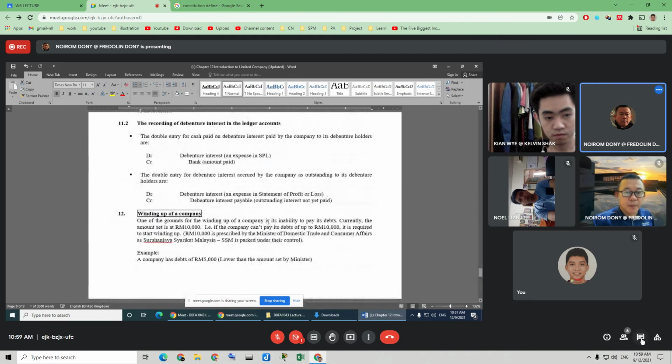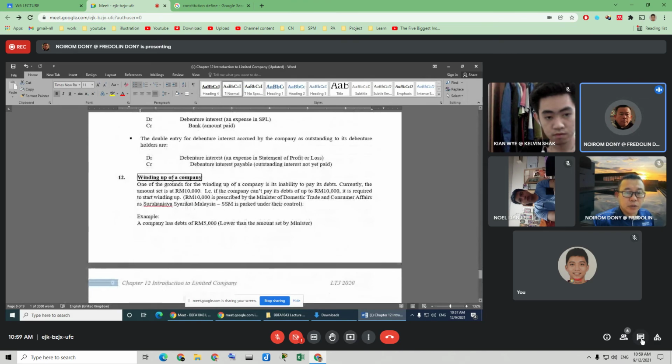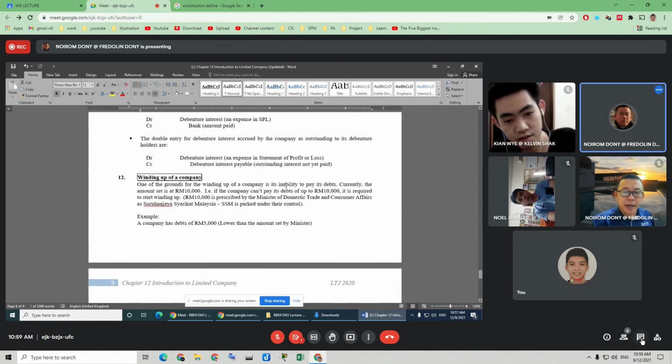Winding up means closing the company, most probably because of bankruptcy. One of the grounds for the company winding up is inability to pay debts, meaning the company is unable to pay its debts already. Currently, the amount set is 10,000. So they have the condition already. If a company cannot pay 10,000, they can be wound up, can be closed down.